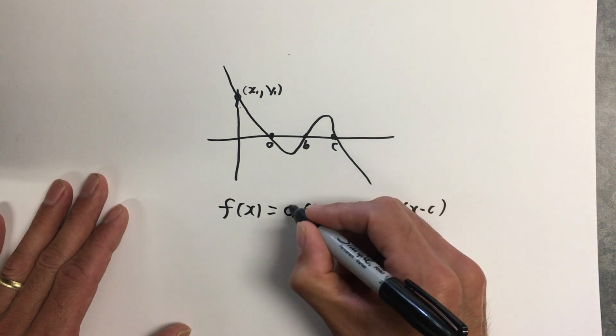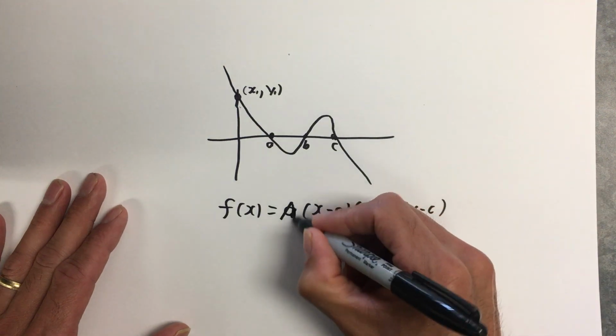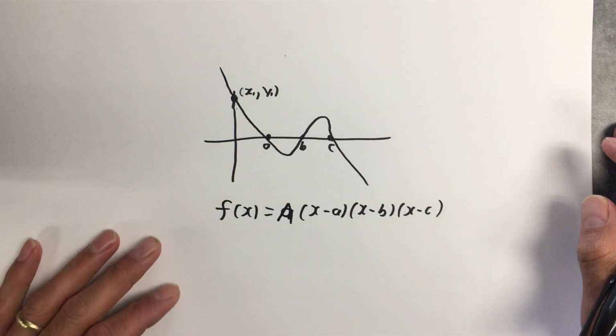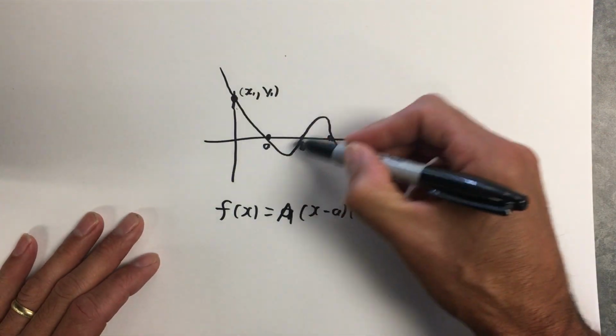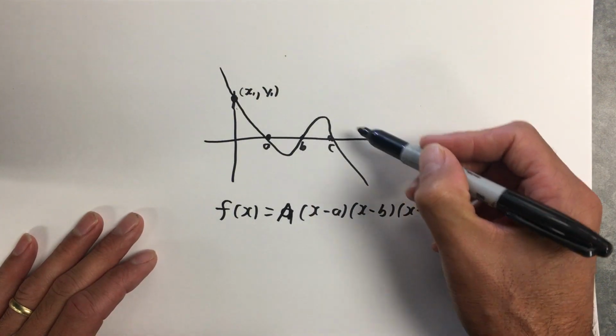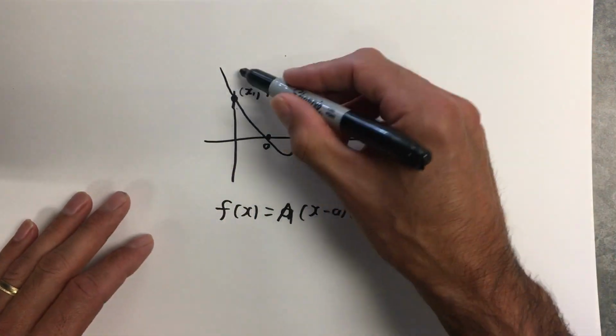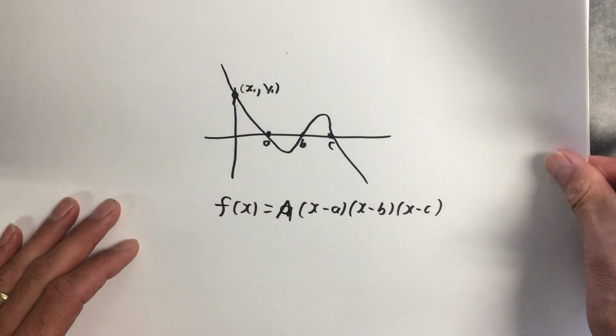Well, they shouldn't both be a. Let's call that a capital A. There we go. Where these are the roots of the polynomial. And the general rule is if that's a third order polynomial, you need all three roots and another point, which means in total you need 4 points to be able to uniquely describe the polynomial.